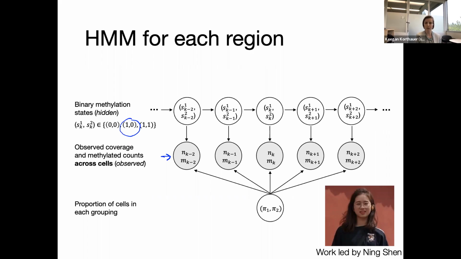And this model can be solved by iteratively updating the states, the hidden states, with a Viterbi algorithm, as well as the proportion parameters, which is, for example, the 70%, 30%, with exponential gradient, and ultimately to maximize the likelihood.